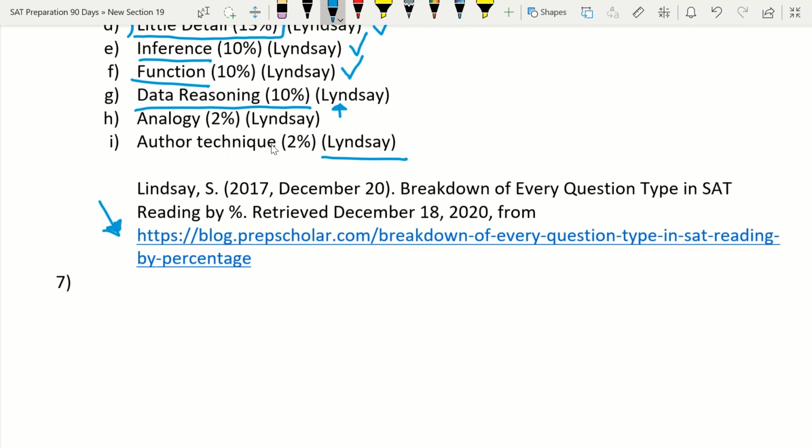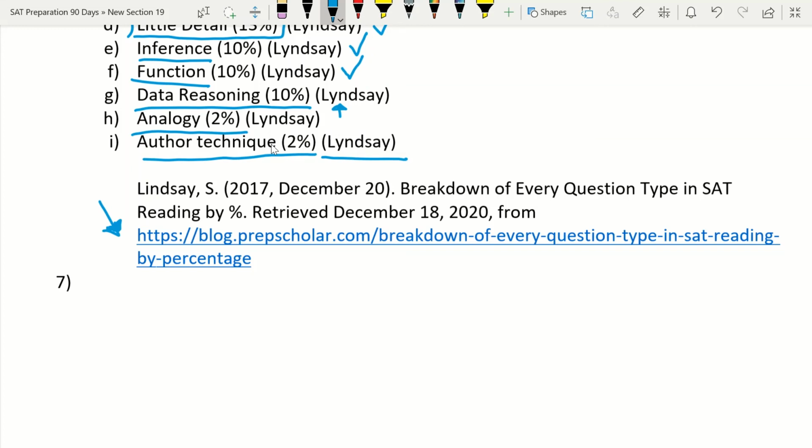Okay, and then analogy is 2% and author technique is 2%. So those aren't really huge deals. Analogies really rarely ever show up, and author technique also really rarely shows up. It might show up in terms of a question about style. But like I said, those really rarely ever show up.